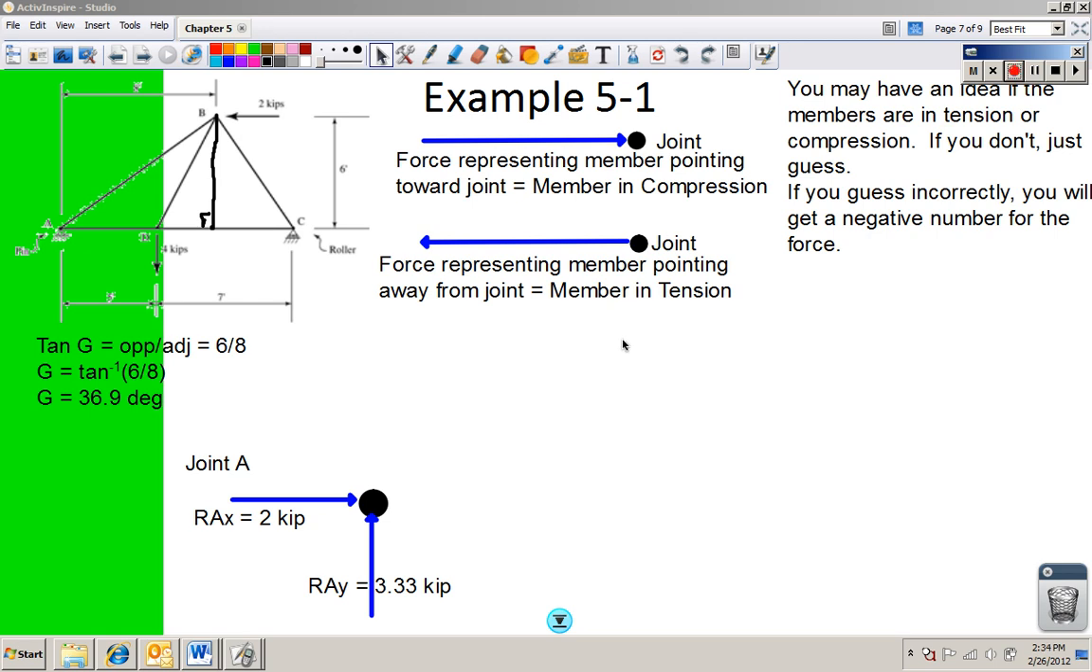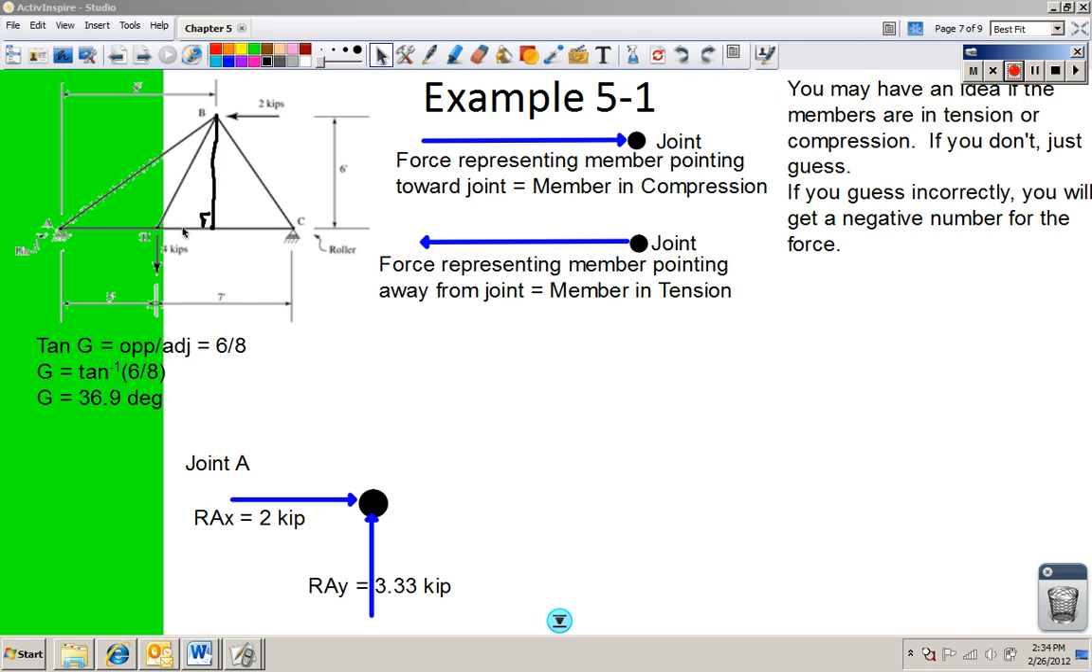Okay, so now we're dealing with joint A. I've gone ahead and drawn the joint here, and I've drawn in the forces that represent RAX and RAY. Those are the reaction forces we have, okay? I've also gone right here and found this angle at A.